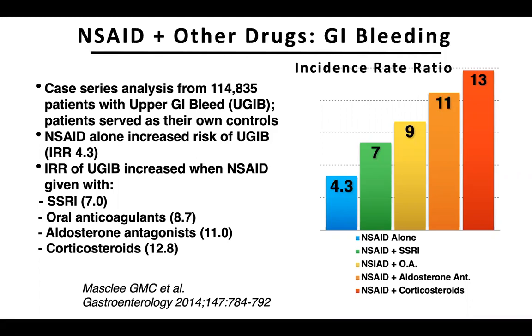Now, we knew this about aldosterone antagonists and corticosteroids before, but it wasn't recognized that the risk was this high. Now, the corticosteroids probably on their own don't have that much effect on bleeding. It's probable that what happens is the non-steroidal causes an ulcer, the steroid prevents the ulcer from healing and thereby increases the bleeding risk. Okay, next slide.